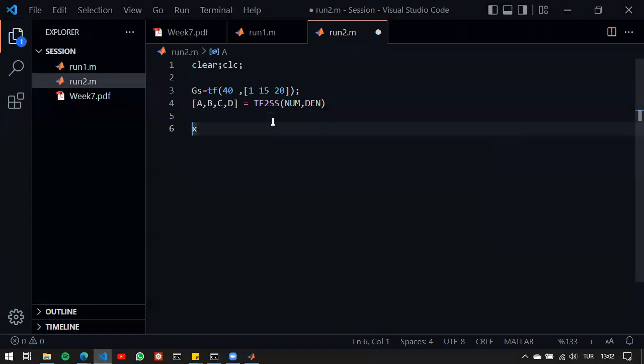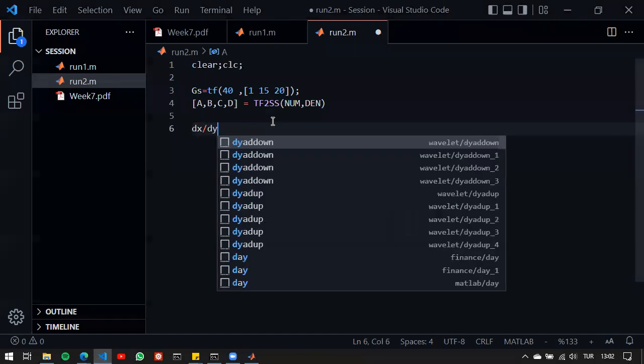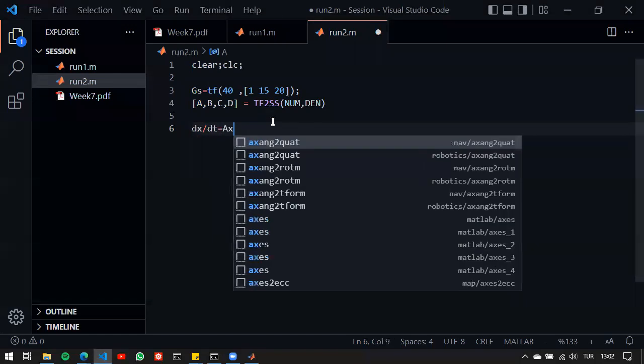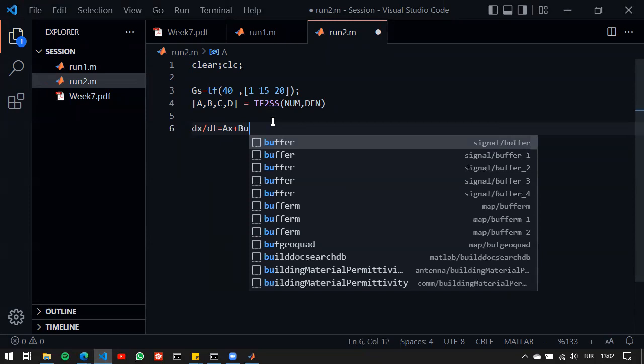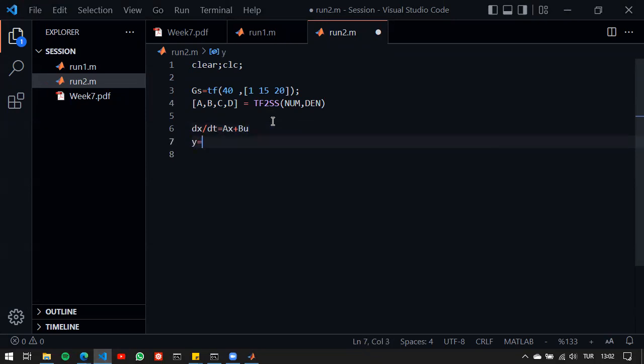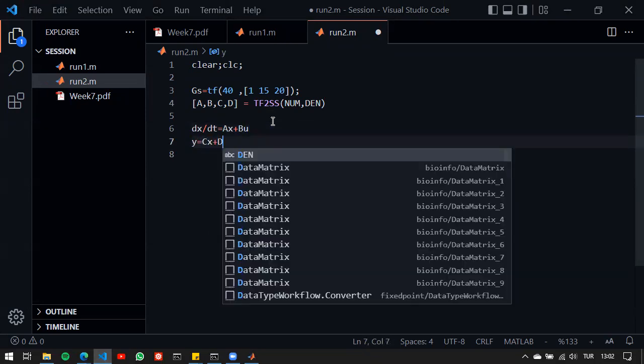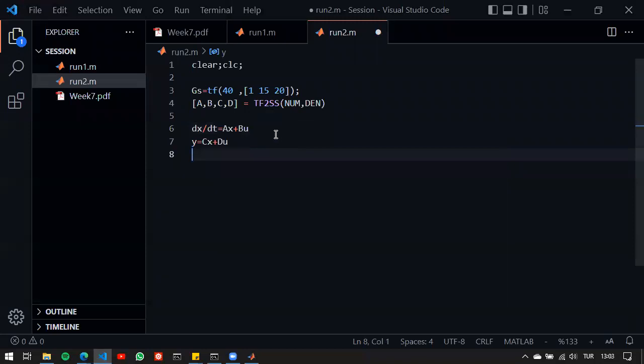Now, we want to have a model that looks like this. If you don't know anything about state space, this is the only thing that you need for today: y equals C times x plus D u. So this format will help us in order to simulate the whole system. If we somehow convert this transfer function into this notation, then we can do the following.